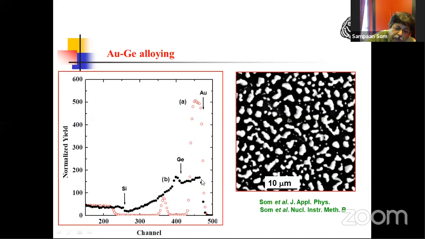So it has reduced in terms of height, but it has got spread over the channel. That means several different energies appearing through these backscattered helium particles from gold atoms are getting manifested here. So this is an indication that island formation has taken place, and at the same time, the germanium and gold alloying has taken place, so that these black spots are nothing but silicon.